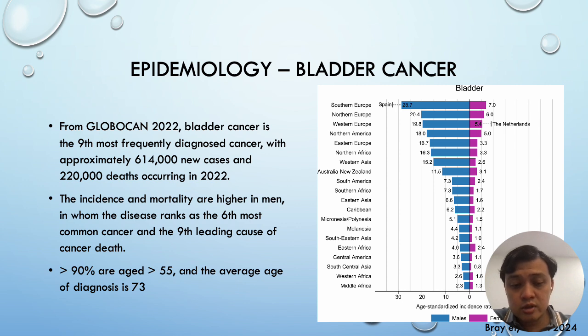In Malaysia, based on the 2012 to 2016 National Registry, it used to be the 10th most common cancer in men, but thankfully it has since slipped out of that ranking, and we await the latest full registry of the 2021 Cancer Registry before we find out more about what's happening to bladder cancer in Malaysia. Globally, more than 90% are aged more than 55, and the average age of diagnosis is 73.